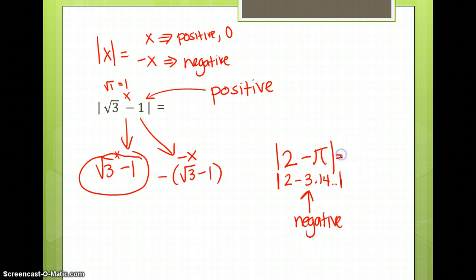So we're going to want to take the inner portion, the x value, and multiply that by negative 1. 2 minus pi times negative 1 becomes negative 2 plus pi. It's a little bit of absolute value work for you.